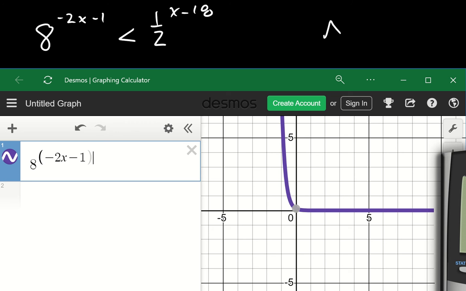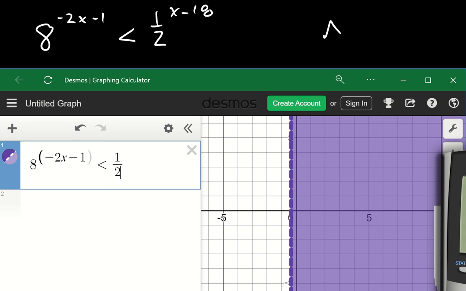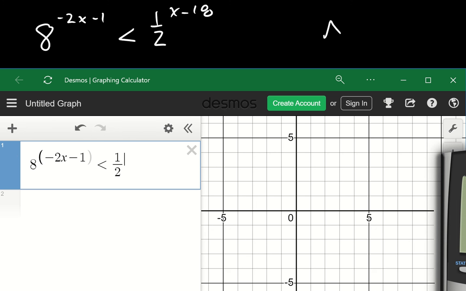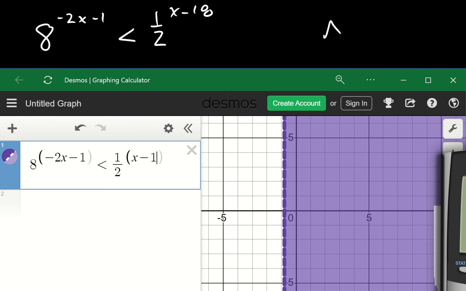And then I want to graph, and now I'm going to leave the exponent. I want to do is less than, and then I'm going to do 1/2, there's a nice fraction, and I'm going to raise that fraction to the power of, again with some parentheses in here, x minus 1/8.